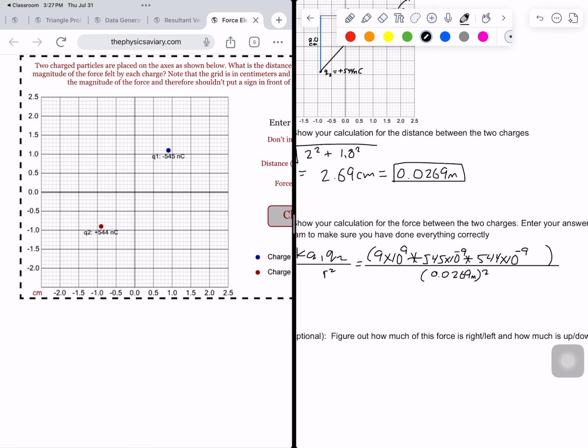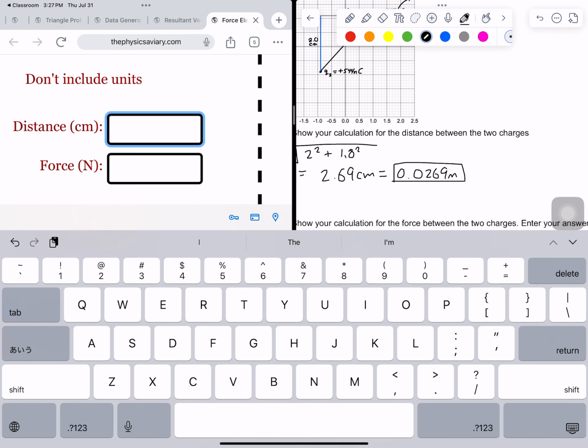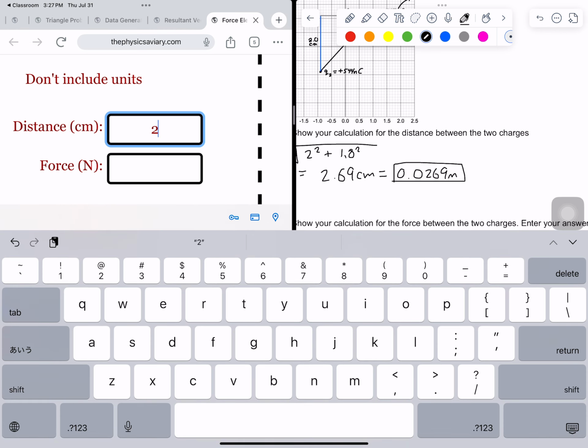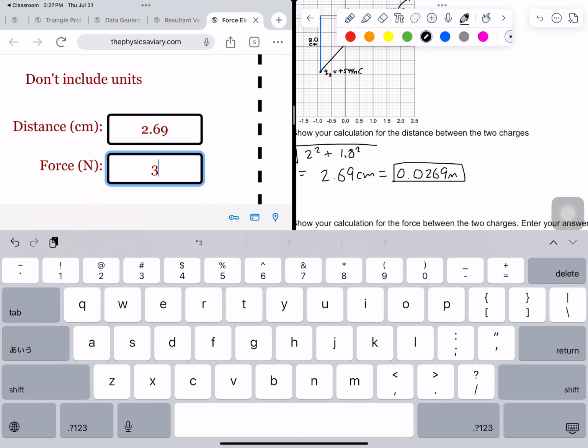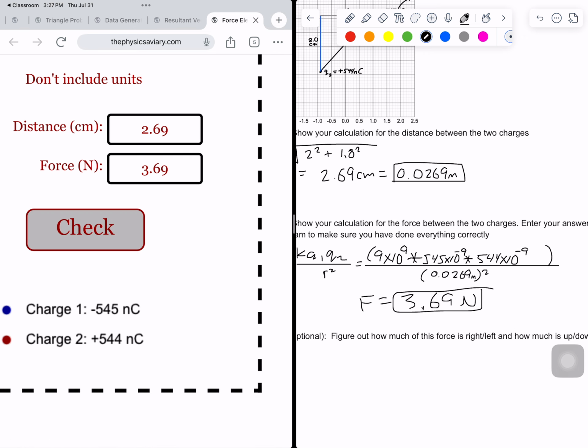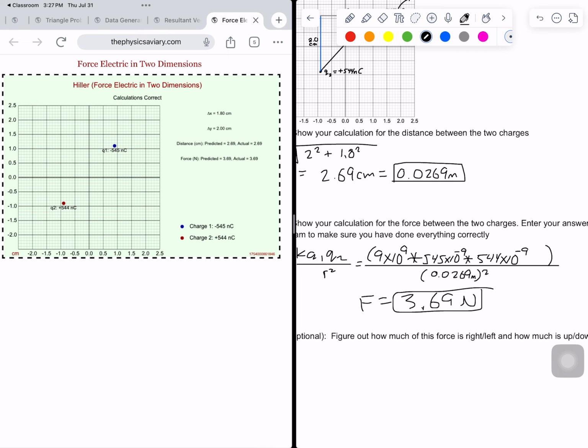I'm not sure quite what you got, but when I put this in my equation for my data, I got about 3.69 newtons of force. So the distance in centimeters was 2.69 centimeters, but the force was about 3.69 newtons. All right, I did it correctly. So please take a moment to make sure you put your data in correctly so you can get the same correct result.